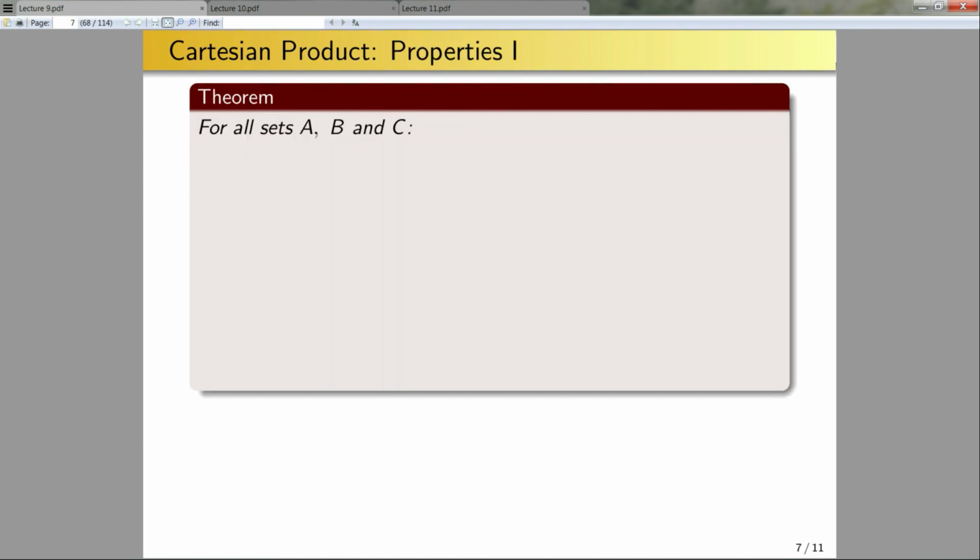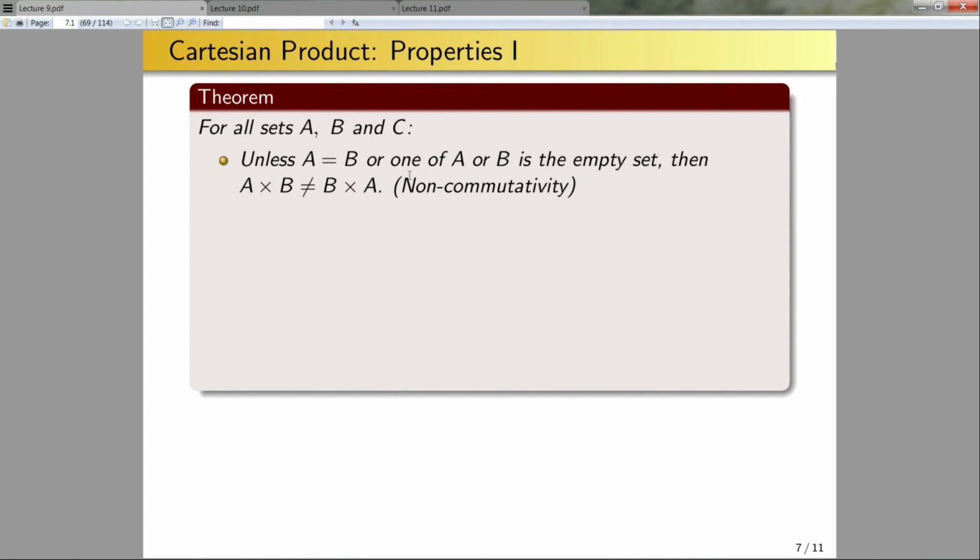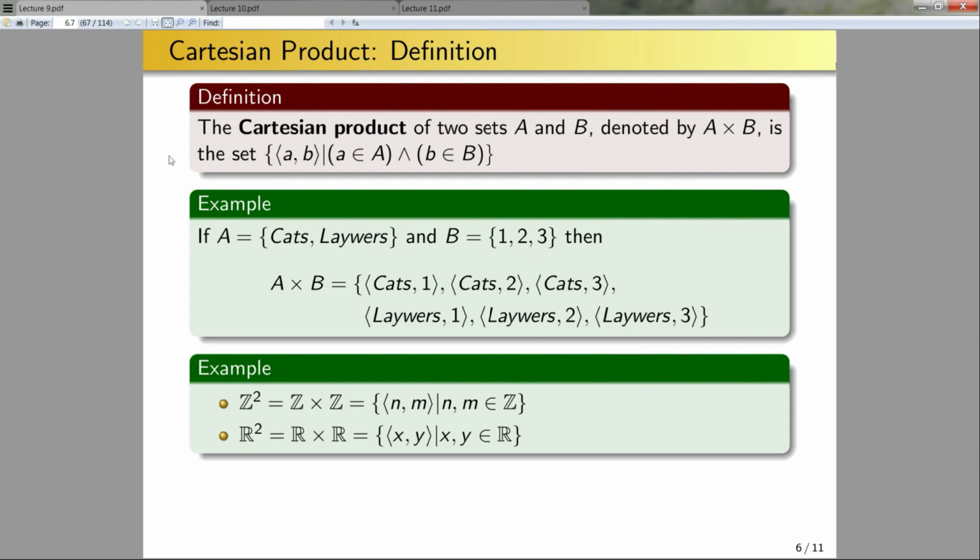Okay, let's talk about some properties of the Cartesian product. For all sets A, B, and C, the following hold. Unless A is equal to B, or one of A or B is the empty set, then A cross B is not equal to B cross A. So explicitly, what is this saying? Well, if A is equal to B, then obviously the cross products will be the same. And if A or B is the empty set, then both the left-hand side and the right-hand side will be the empty set, and the empty set is equal to the empty set. Outside of these two cases, if I take the Cartesian product of two different sets, I end up with a different set. Why would this be true? Well, if I go back to the definition, this is an ordered pair, and if A is not equal to B as sets, then I would have different ordered pairs in the Cartesian products.